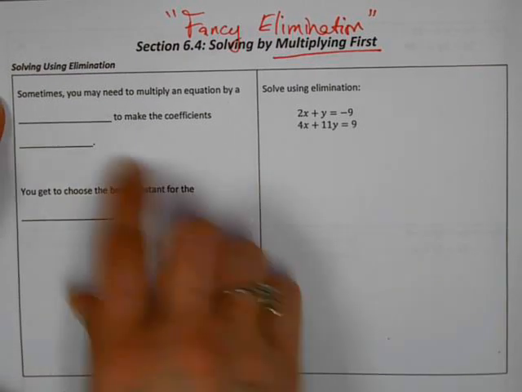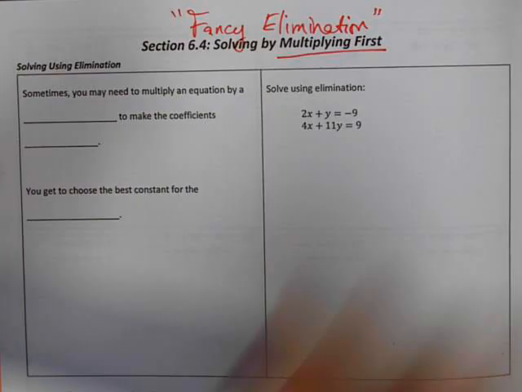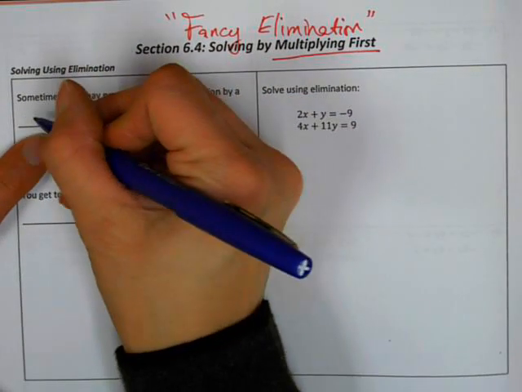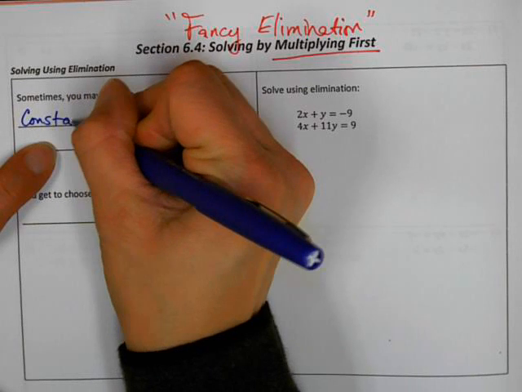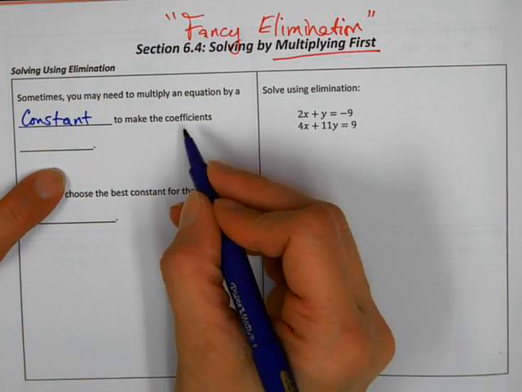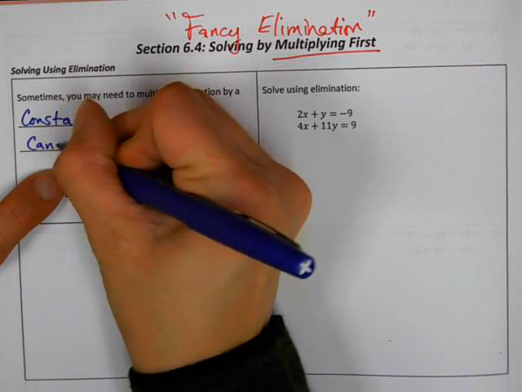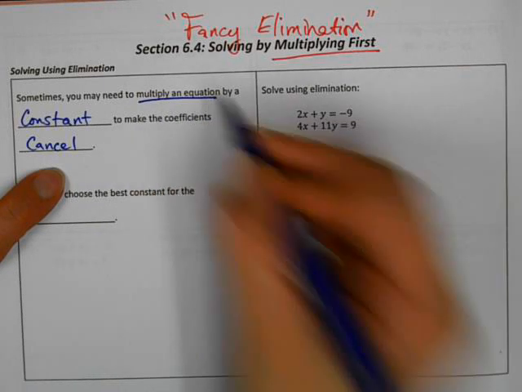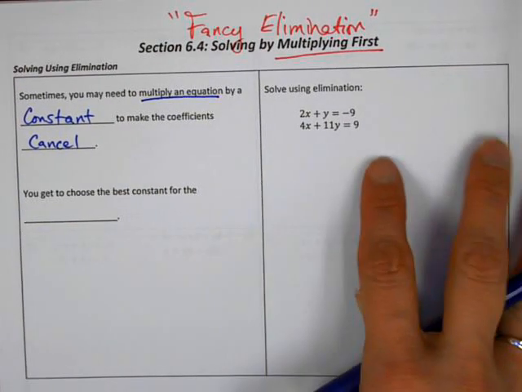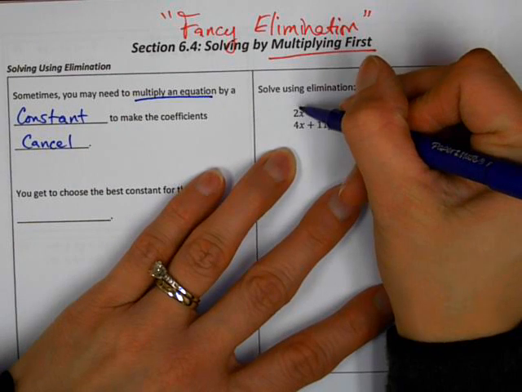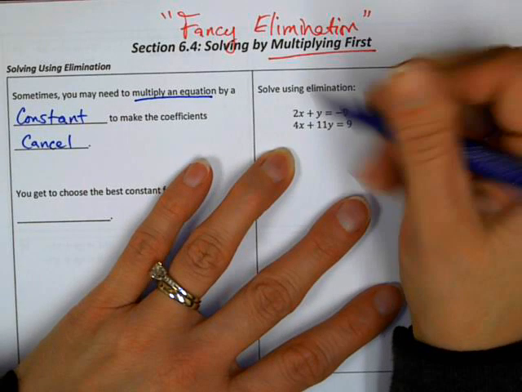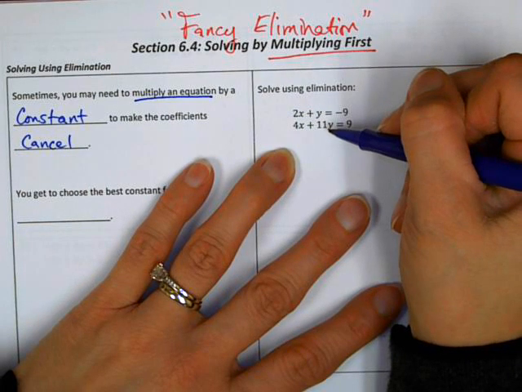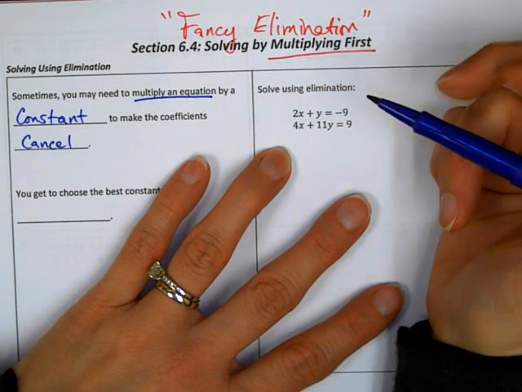Okay, sometimes you may need to multiply an equation by a constant, which is a number, to make the coefficients cancel. Okay, sometimes you're going to have to multiply the entire equation. Okay, for example, when I'm looking at this system right here, I'm noticing that they're all lined up ready for elimination, except the x's are not canceling and the y's are not canceling. Okay, I need to have one of them cancel out.